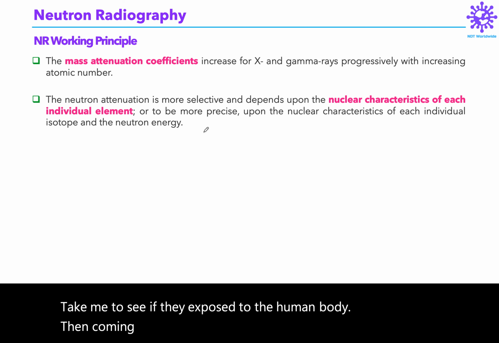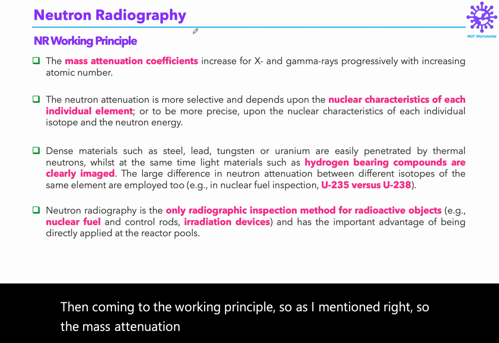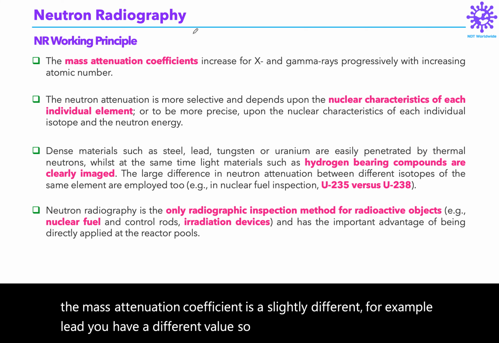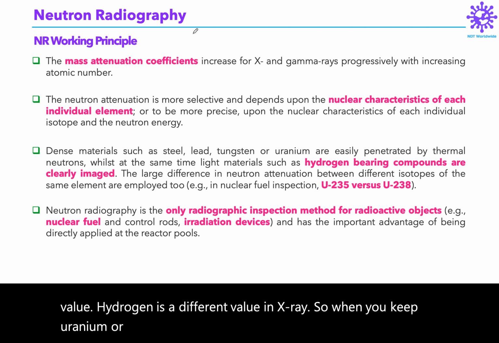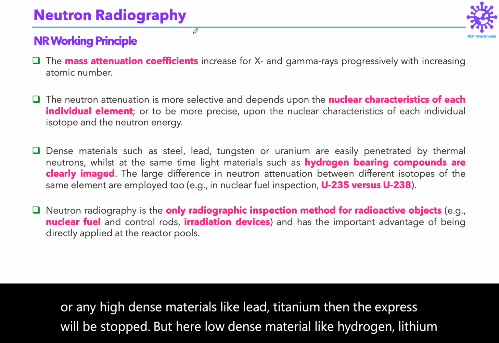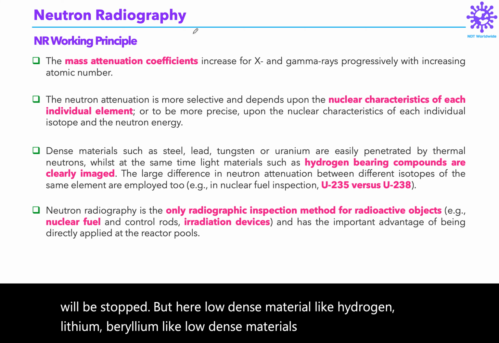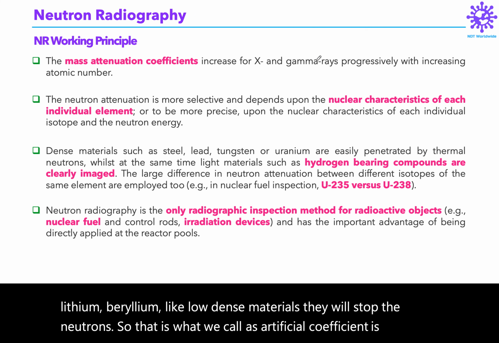Then coming to the working principle, as I mentioned, the mass attenuation coefficient is slightly different. For example, lead has a different value, water has a different value, hydrogen has a different value. In X-ray, when you keep uranium or any high dense materials like lead or titanium, the X-rays will be stopped. But here, low dense materials like hydrogen, lithium, beryllium will stop the neutrons. So that is what we call the attenuation coefficient being slightly different.